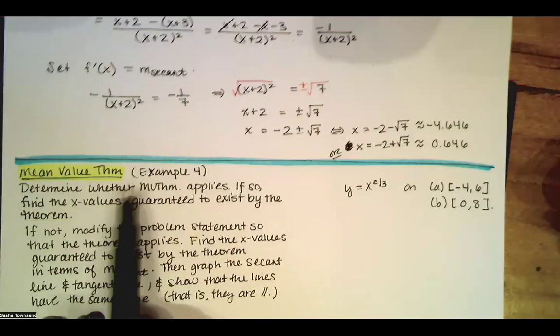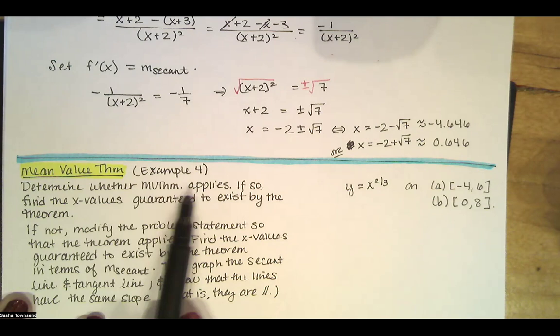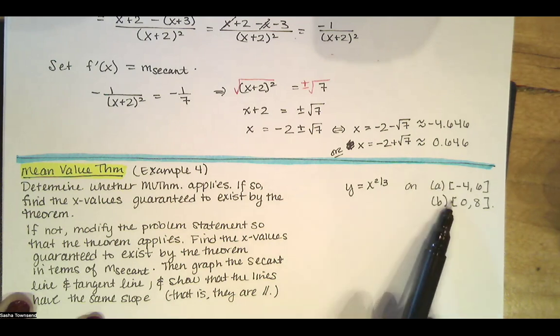So this is our last example for the mean value theorem. The problem statement is very similar to the last few videos. We're asked to determine whether the theorem applies. If so, find the x value guaranteed to exist by the theorem for this particular function on this particular interval. That's our part A and that's our part B.